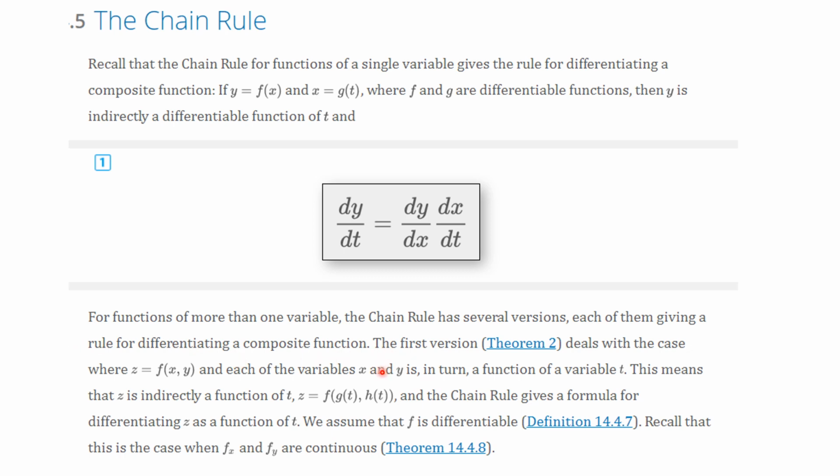And so we'll look at these multiple versions, and we'll start with the case where z is equal to f of x, y, and each of the variables x and y is in turn a function of the variable t. This means that z is indirectly a function of t through the composite functions, and z is equal to f evaluated at g of t comma h of t. And the chain rule will give us a formula for differentiating z as a function of t. This will be a normal derivative dz dt. And throughout, we're going to assume that f is differentiable, and that's going to be the case whenever the partials with respect to x and y are continuous.